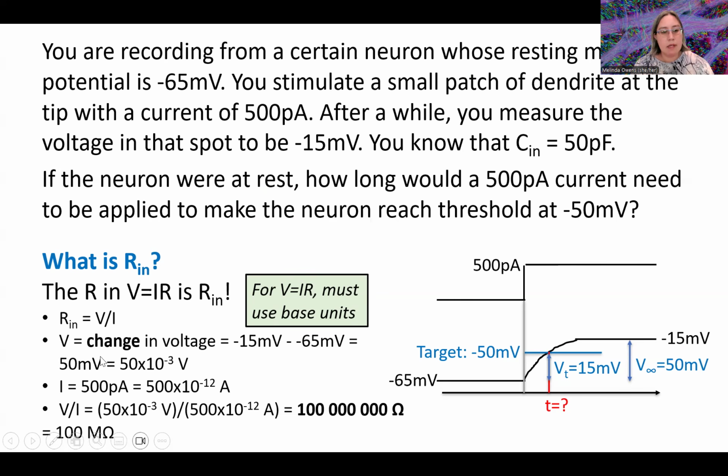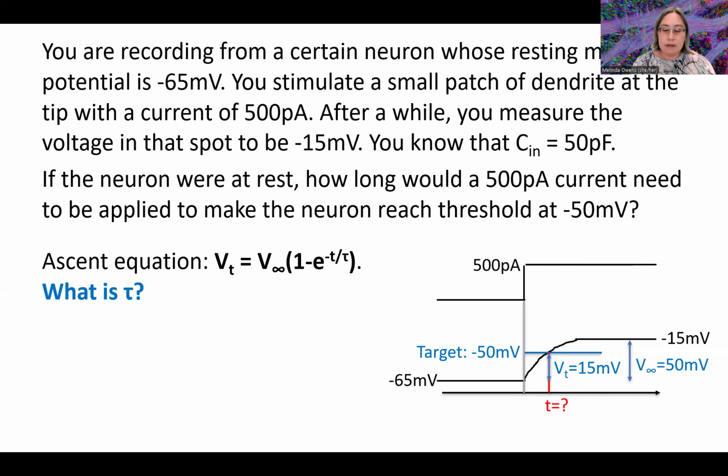V is going to be 50 millivolts. But remember, when we do V equals IR, we're multiplying and dividing things that are in different types of units, so we have to change everything to the base unit. In this case, that's volts. So we're going to change that 50 millivolts to volts. The I, same thing. We're going to change that 500 picoamps to amps. Then we do that division and we get this number. It's 100 mega ohms, but we can keep it in ohms for now. Why would we want to keep it in ohms? That's a really unwieldy number. Well, I'll let you think about that.